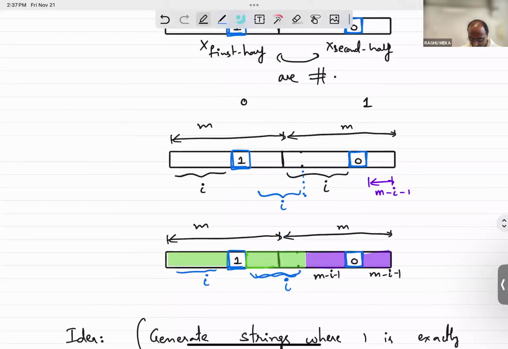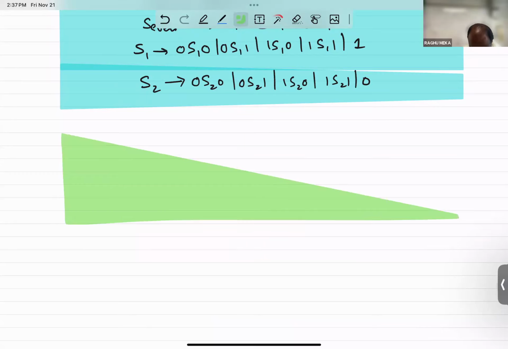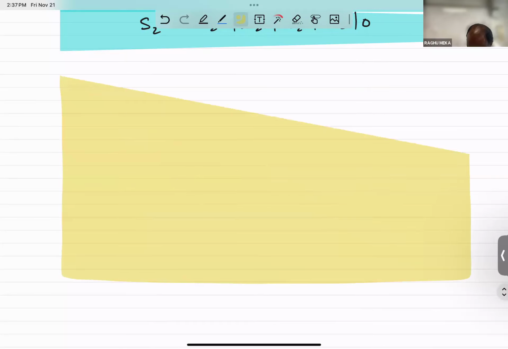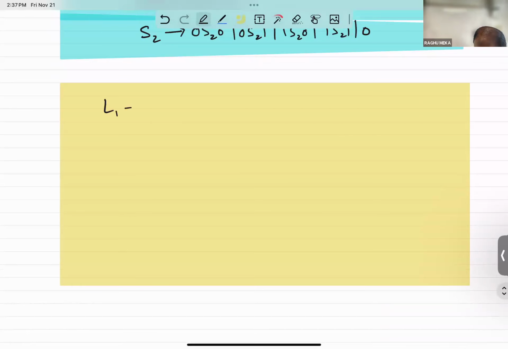So why are we doing all of this? What did we learn? We just, maybe not painfully, but playfully, let's say, saw that three particular languages are context free. This one was L1, which is 0 to the n, 1 to the n, 2 to the m.